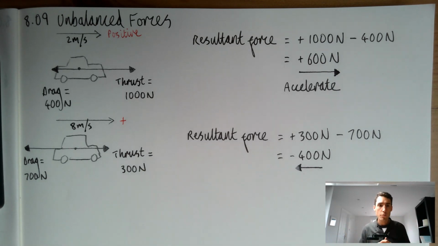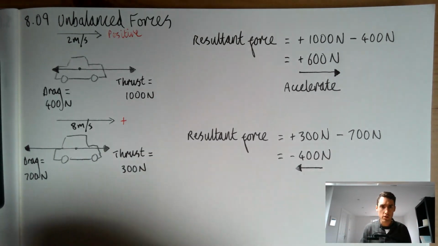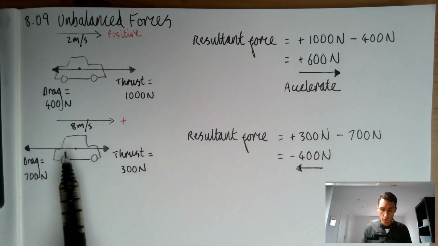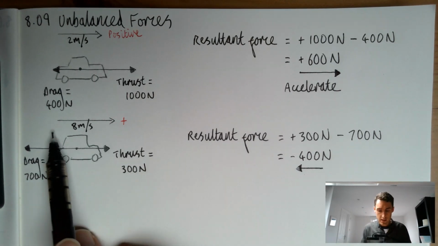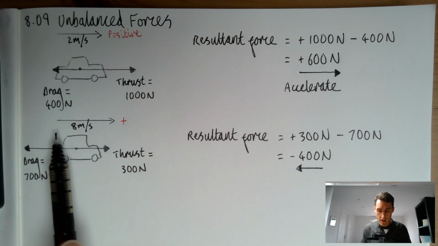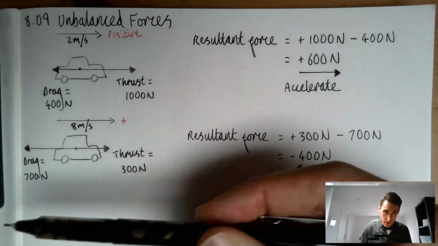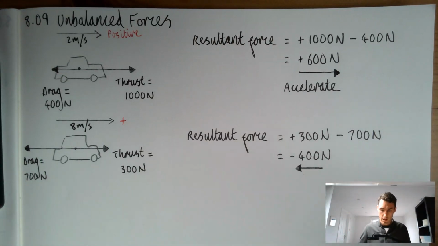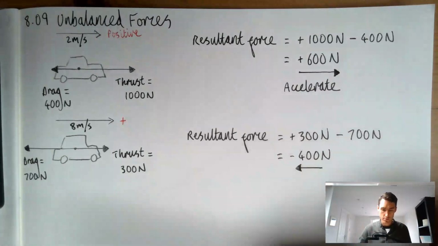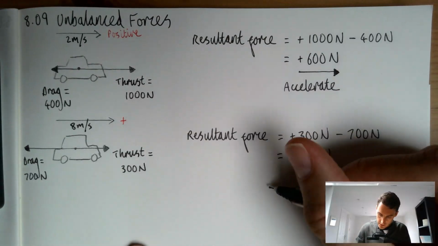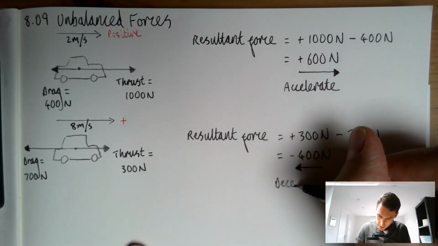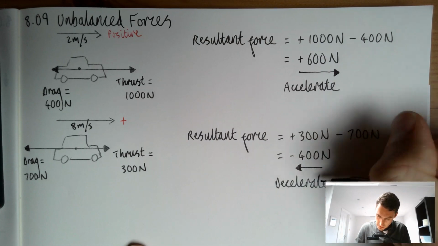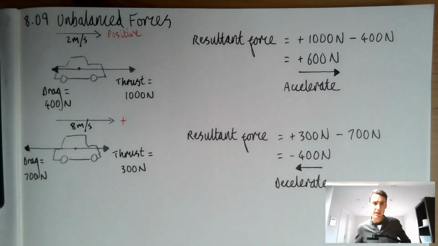Again, the Aristotelian picture here is that the car must start moving backwards. That's not what happens. What we're going to say is, in this case, if the resultant force is that way, that means we're going to get deceleration. That means the motion is going to change, but in that direction. So in this case, we get a deceleration, which effectively does mean the car slows down.